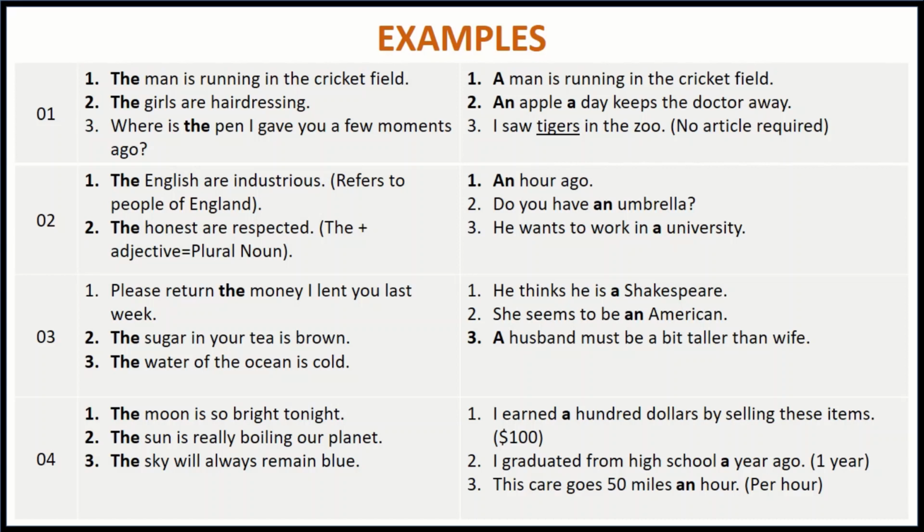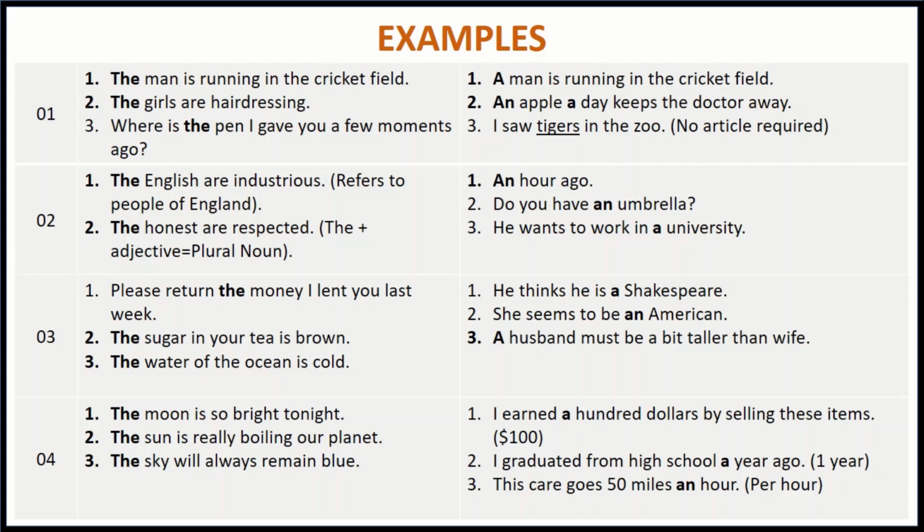Rule number three, that you have to use the when it comes to uncountable nouns. For example, please return the money I lent you last week. So money is an uncountable noun. The sugar in your tea is brown. Sugar, it's an uncountable noun. The water of the ocean is cold. It's an uncountable noun, water.